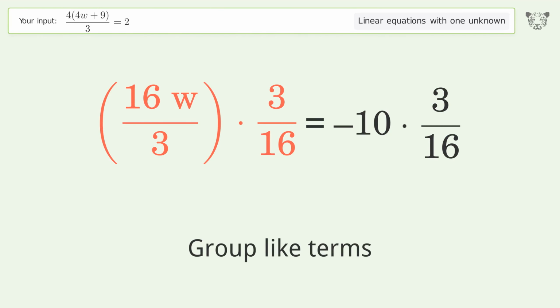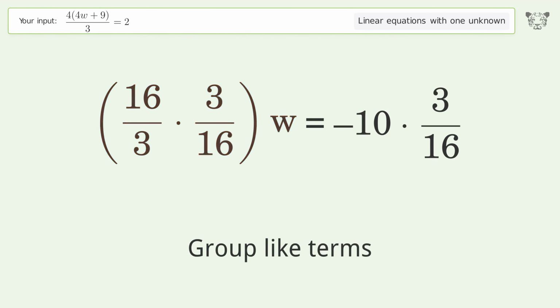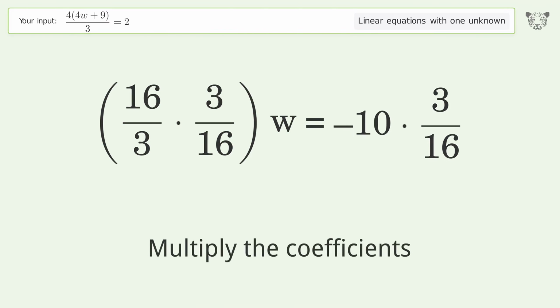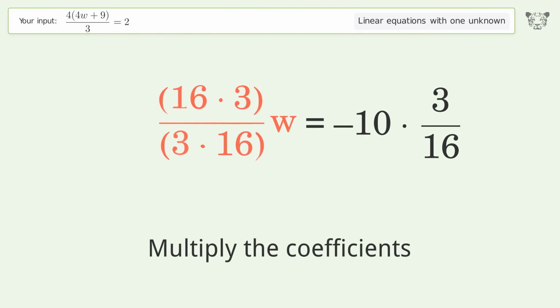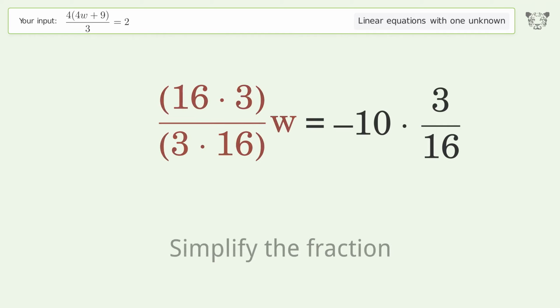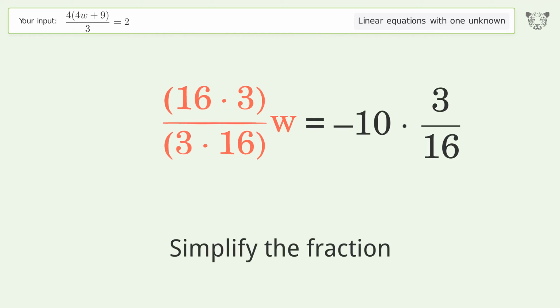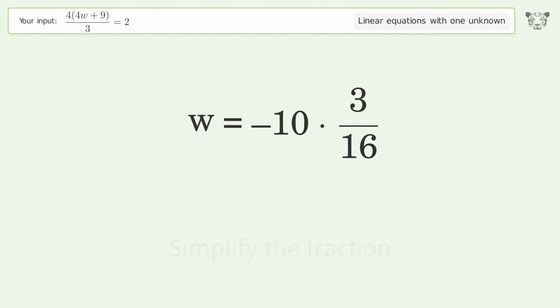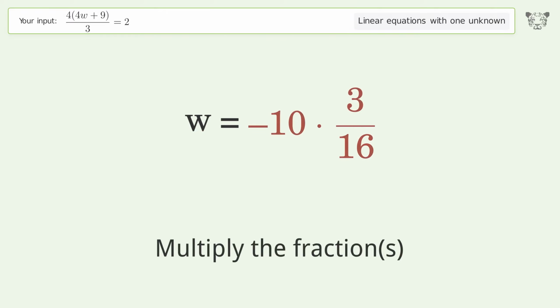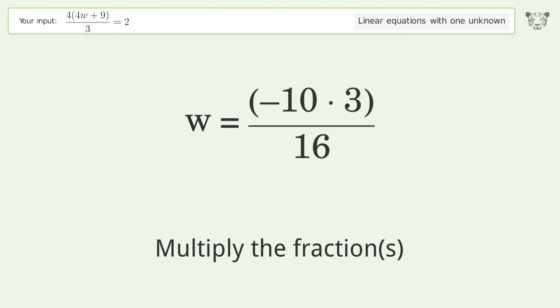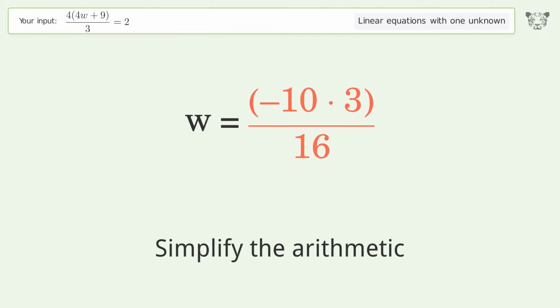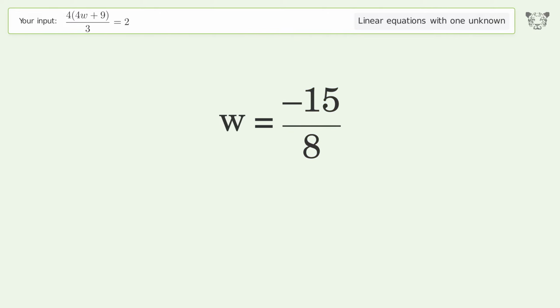Group like terms. Multiply the coefficients. Simplify the fraction. Multiply the fractions. Simplify the arithmetic. And so the final result is w equals -15/8.